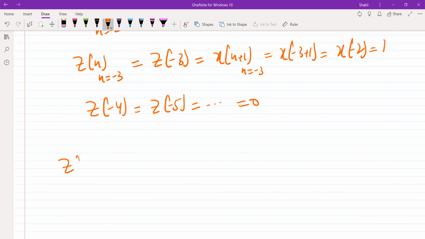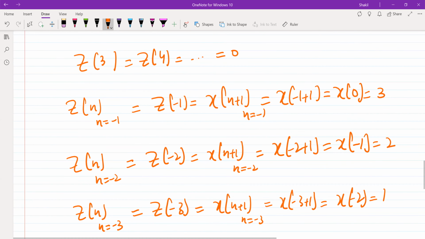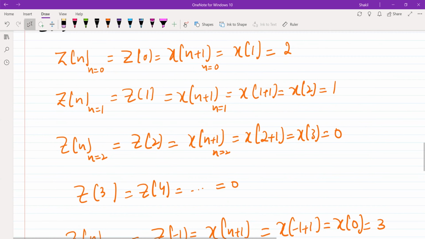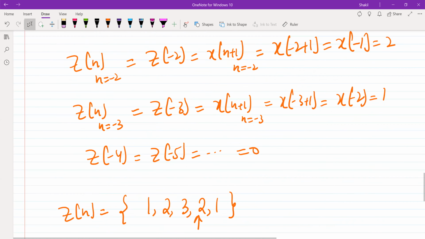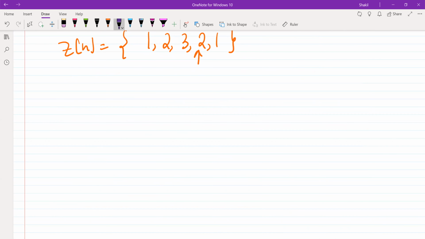So our z of n sequence will be 1, 2, 3, 2, 1. But this time the origin is here, meaning my n equal to 0 point is at 3. Right. Okay, this is our sequence. Now I'm going to write these sequences again for comparison.